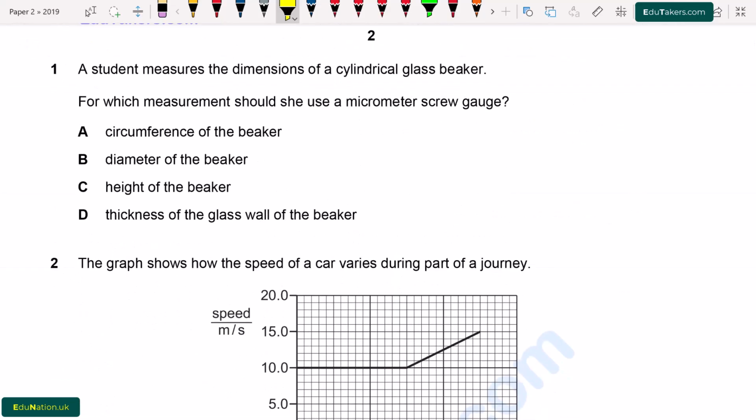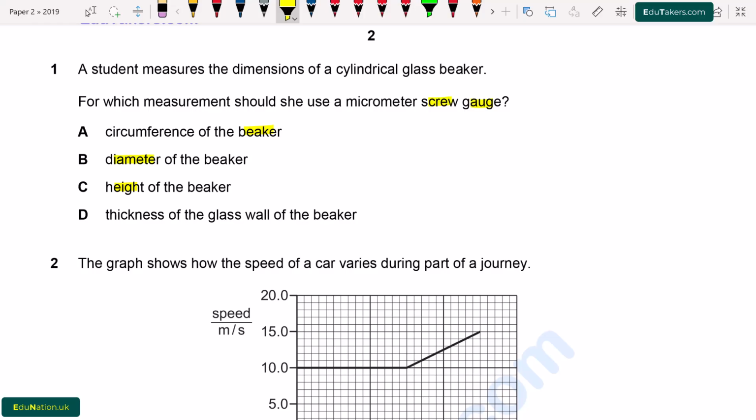Question number 1. A student measures the dimension of a cylindrical glass beaker. For which measurement should she use a micrometer screw gauge? Option A. Circumference of the beaker. B. Diameter of the beaker. C. Height of the beaker. D. Thickness of the glass wall of the beaker.